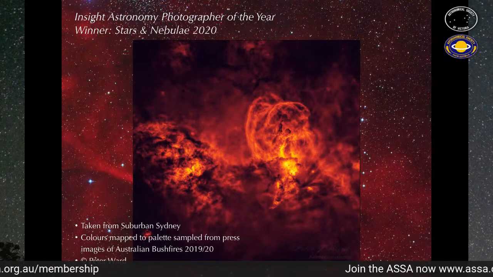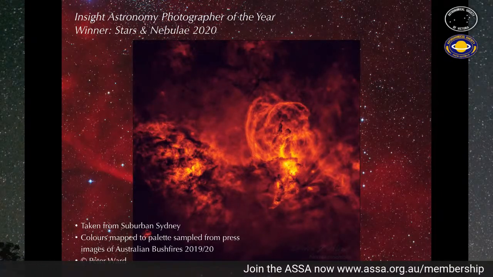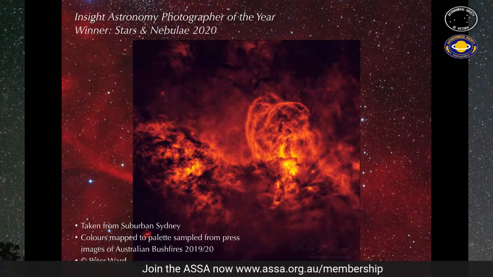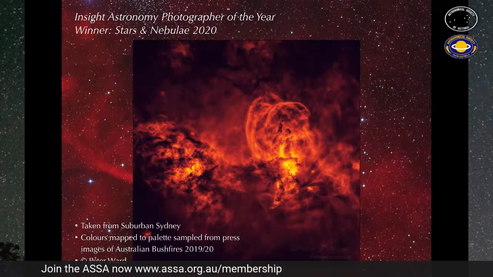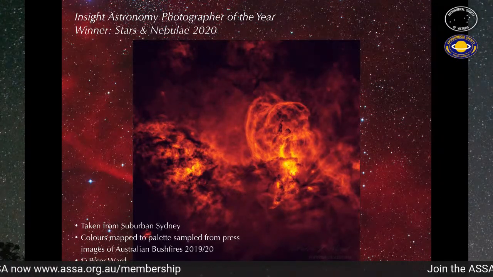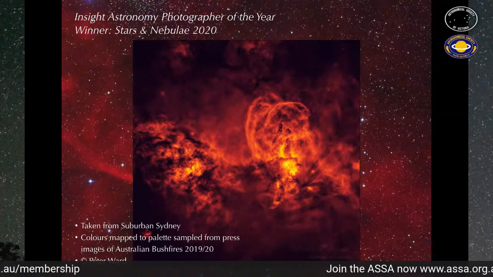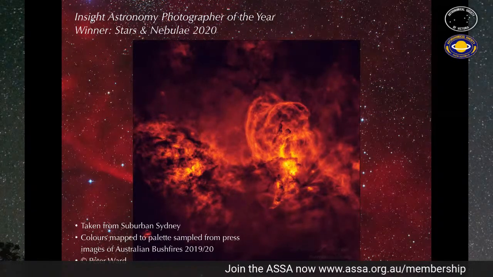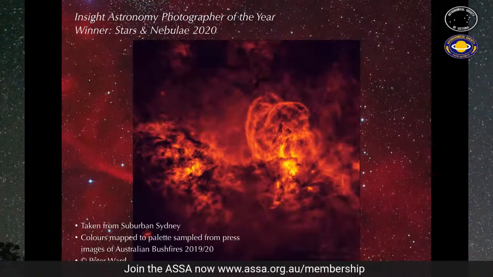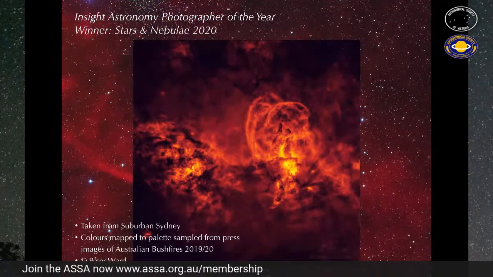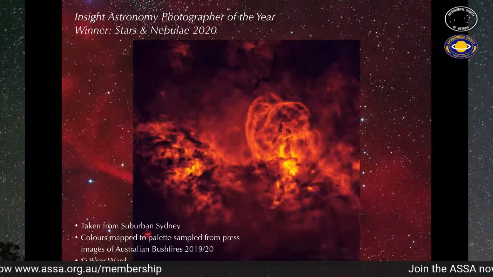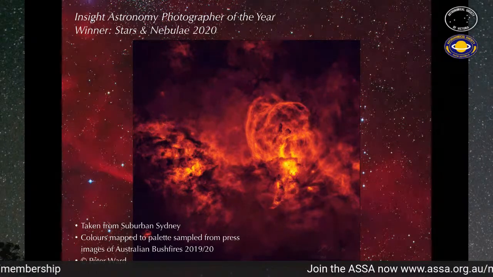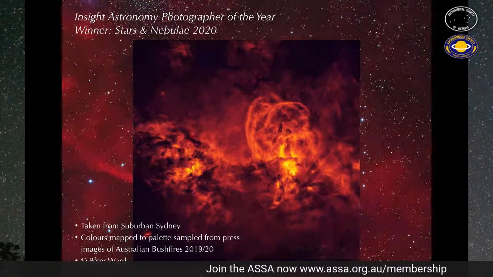And here again, we've taken this same target, stripped out the stars, but the color palette he's used, and you can read the text there, is sampled to match press images from Australian bushfires. This image tells a story. And the judges obviously thought, wow, that's a good story to tell. And so we thank Peter for sharing that with us, because it's a great image.